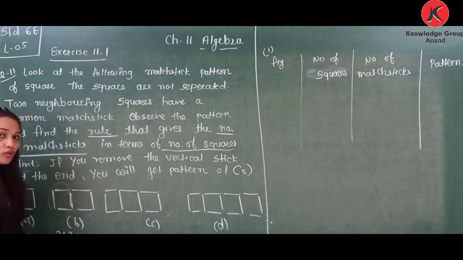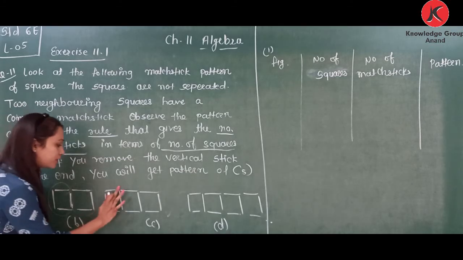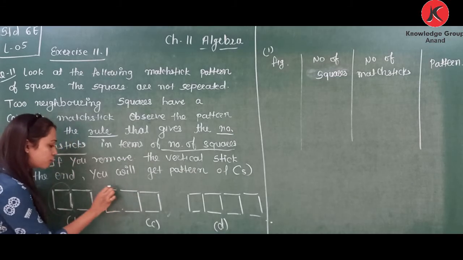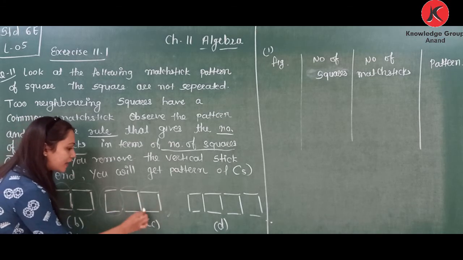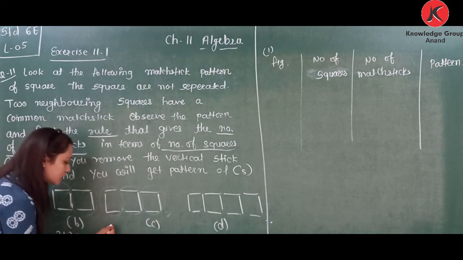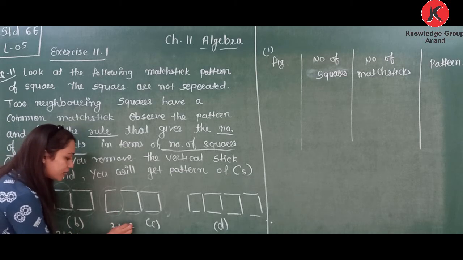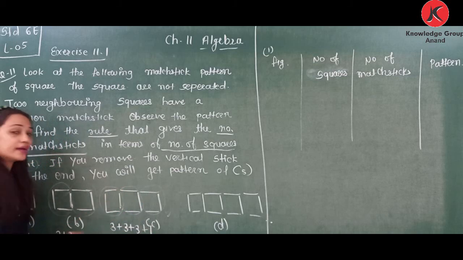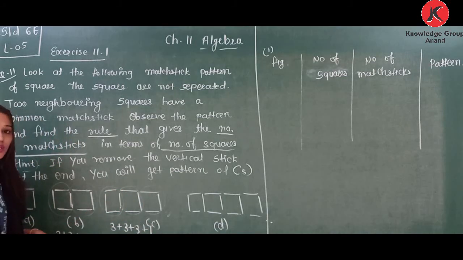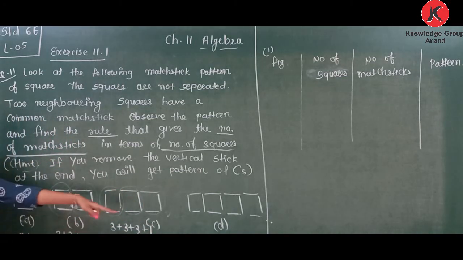How many squares do we have? We have 3 squares. If we remove the vertical sticks, then for this we need 3, for this we need 3, and for the last we need 3. So it means 3 plus 3 plus 3 and one vertical matchstick that we add at the end. It means every time we need to add 3, 3, 3, 3 in a consecutive pattern.